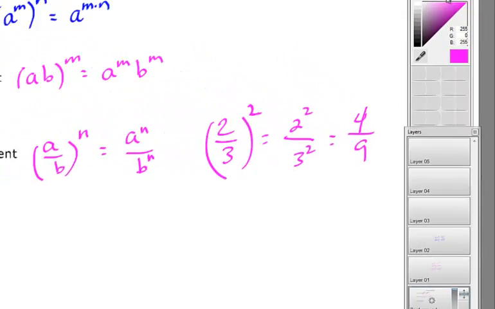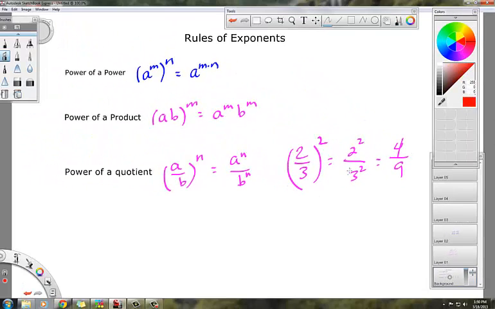And you can see what actually is happening here on the side. Although this right here is definitely true, what's also happening here is this is just 2/3 times itself. 2/3 times itself is 4/9. That's power of a quotient.